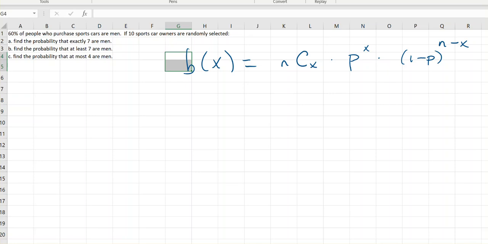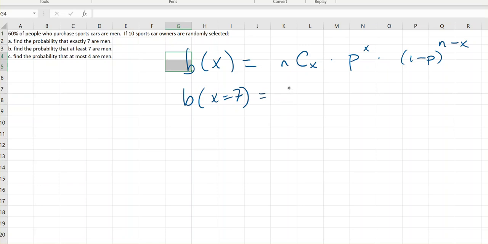Now, let's do this example. 60% of people who purchase sports cars are men. If 10 sports car owners are randomly selected, A says, find the probability that exactly 7 are men. So we're looking for the probability that x equals exactly 7, no more, no less.